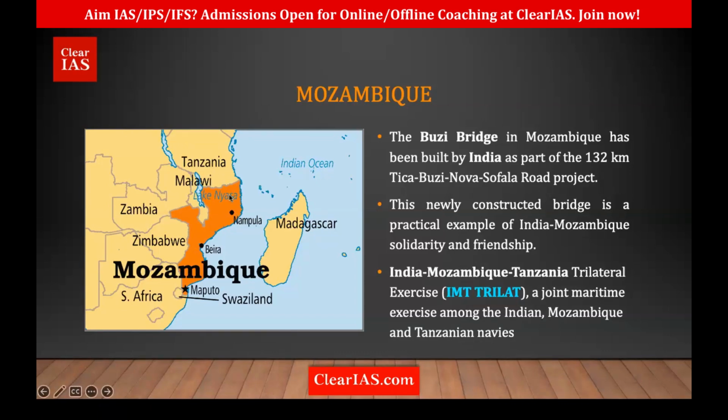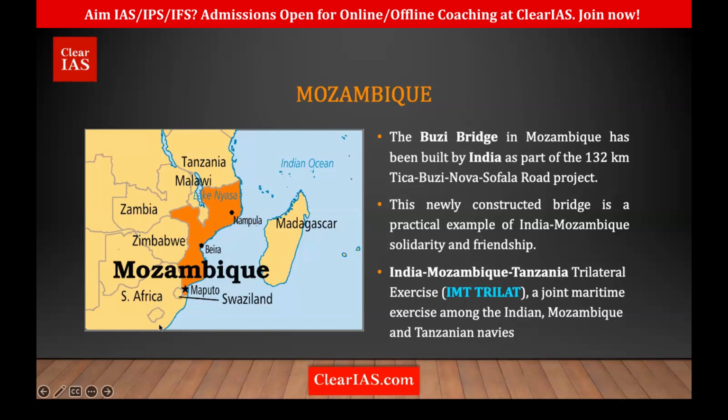So who are the bordering countries of Mozambique? On top we have Tanzania. Here we have who? Zambia. There's a small part, Malawi. Tanzania, Malawi. There's also Lake Nyasa. Then we have Zimbabwe here.